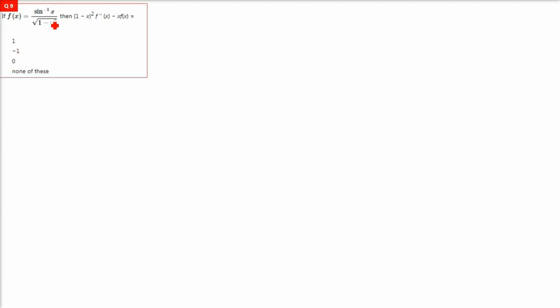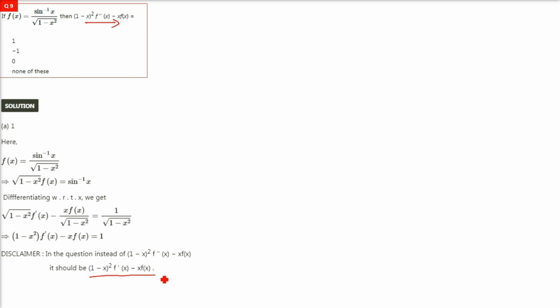Next, fx is equal to sin inverse x by under root 1 minus x square. So I'll just suggest a change here in the question being asked, because it is f double dash x. It will not be double dash, that is, there will not be a double or higher order derivative. It will just be one derivative. So 1 minus x square into f dash x minus x fx. Fx is equal to sin inverse x divided by under root 1 minus x square.